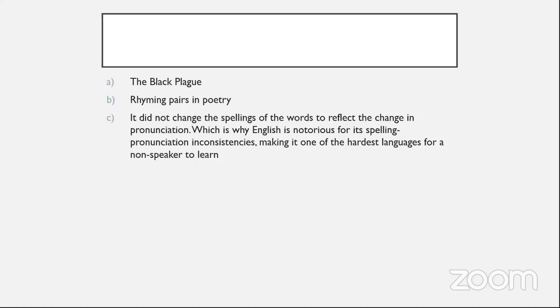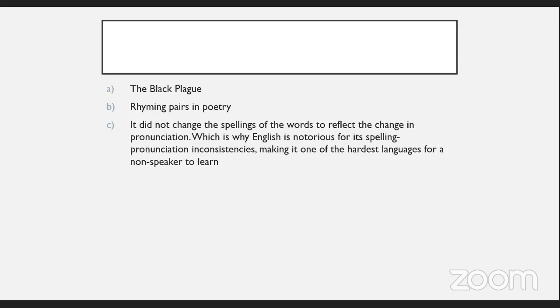And yes, English stuck with the older spellings of the words and did not change the spellings to reflect the new pronunciations, which is why English is notorious for its spelling pronunciation inconsistencies, making it one of the hardest languages for a non-native speaker to learn. Great answer there. Full 10 points to team 1. A lovely question. Thank you. And team 4's question, they were the ones who first said Black Plague, right? So that's 3 points to team 4.